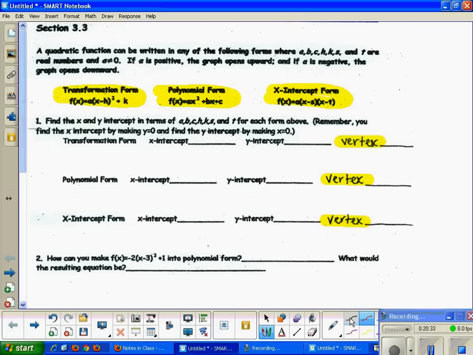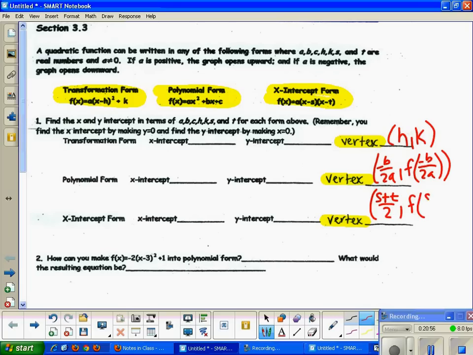So for transformation form, the vertex is, of course, remember, (h, k). For polynomial form, the vertex is negative b over 2a, comma, the y value when you plug that in for x. And for the vertex in x-intercept form, it's s plus t divided by 2, and then the y value when you plug that into your equation and solve.